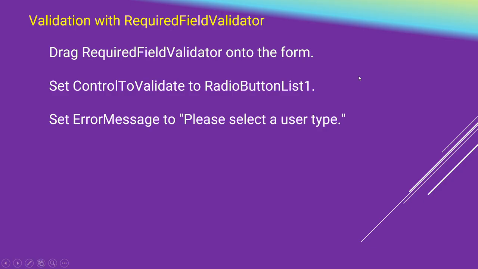To ensure required fields are selected, use the required field validator control. Drag it onto your form and link it to the radio button list. Set an appropriate error message. This ensures that users don't skip essential selections.